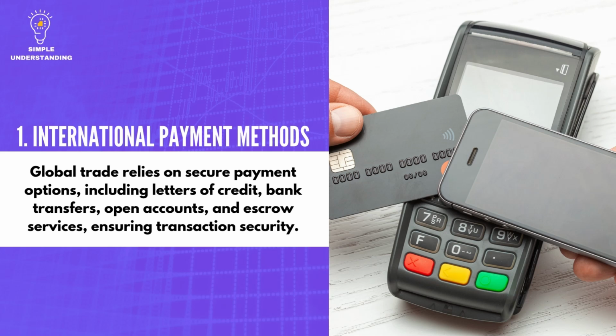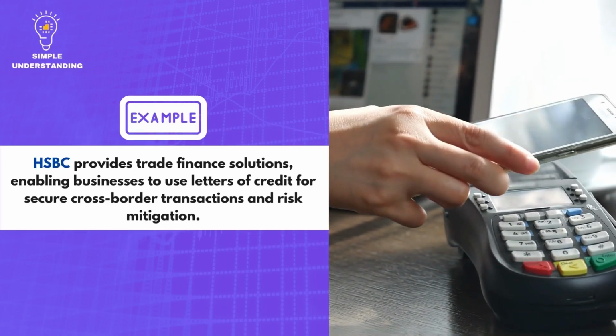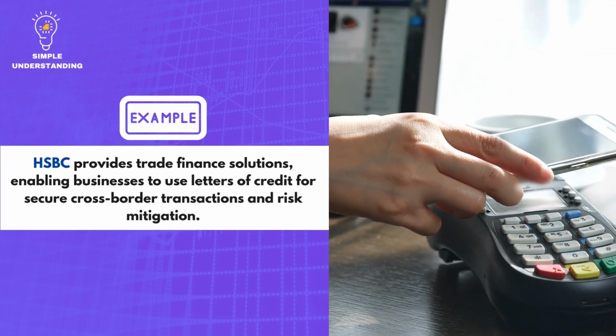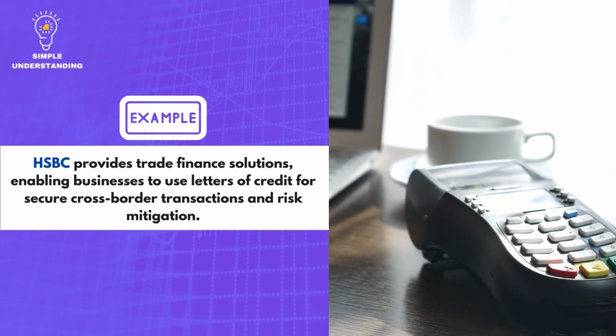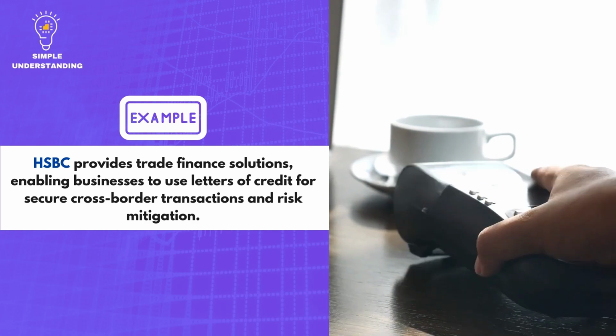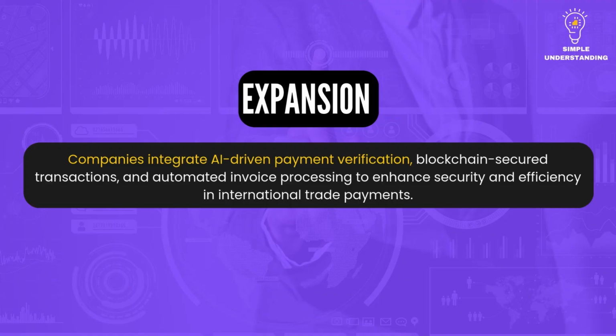Explanation: global trade relies on secure payment options, including letters of credit, bank transfers, open accounts, and escrow services, ensuring transaction security. Real company example: HSBC provides trade finance solutions, enabling businesses to use letters of credit for secure cross-border transactions and risk mitigation. Expansion: companies integrate AI-driven payment verification, blockchain-secure transactions, and automated invoice processing to enhance security and efficiency in international trade payments.